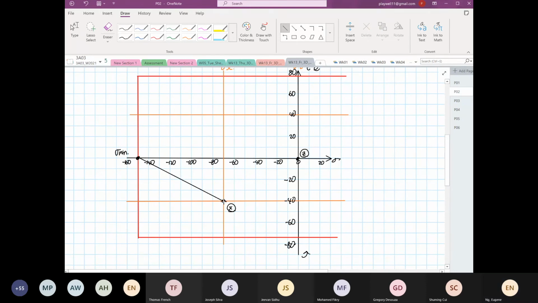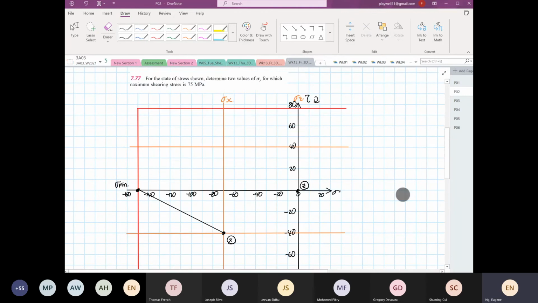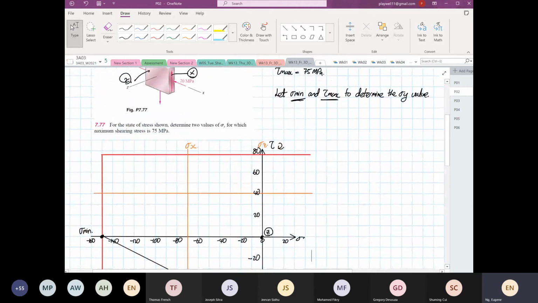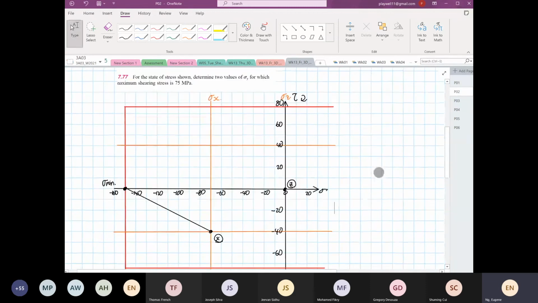So this will determine one of the circles. Okay, I repeat again. This will determine one of the small circles. So before I go on, let me highlight the criteria. The criteria states that stress mean and tau max have to be controlled. So if I'm going to draw one of the Mohr circles, one of the Mohr circles will look like this.